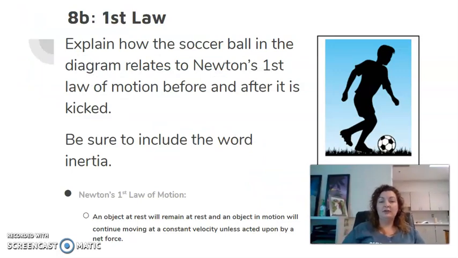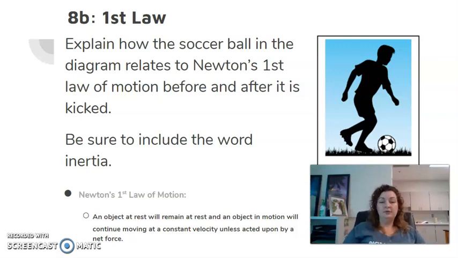So the first law, it says explain how the soccer ball in the diagram relates to Newton's first law of motion before and after it's kicked. Be sure to include the word inertia because Newton's first law is known as the law of inertia, okay? And first, what is inertia? Inertia is the resistance for an object to change motion. Whether it's speed up, slow down, turn, it just doesn't want to change motion at all. That's what inertia is, okay?